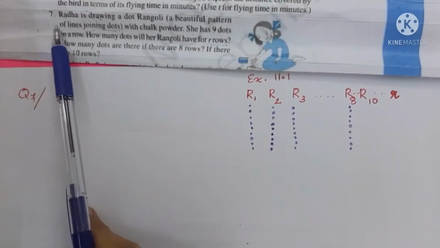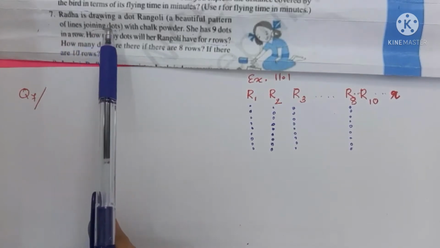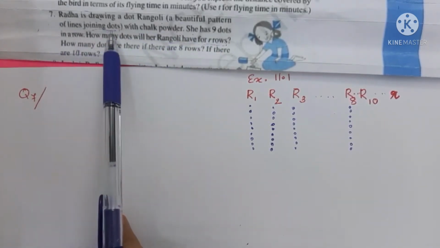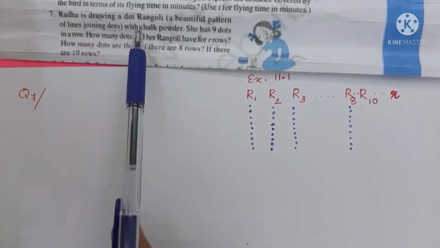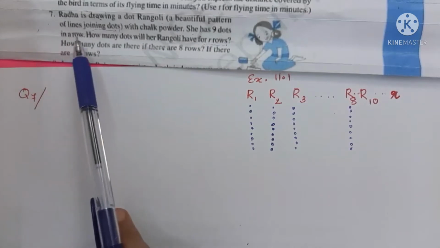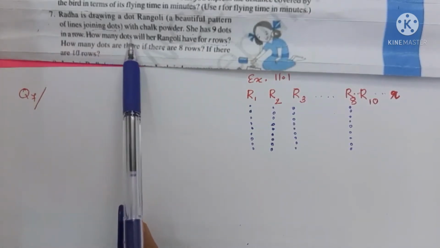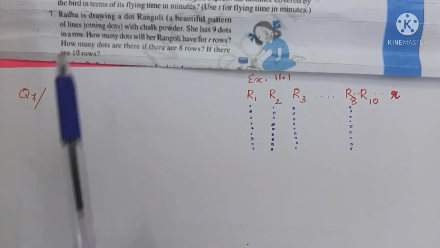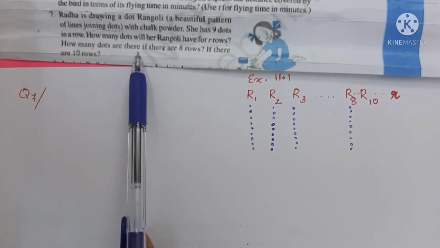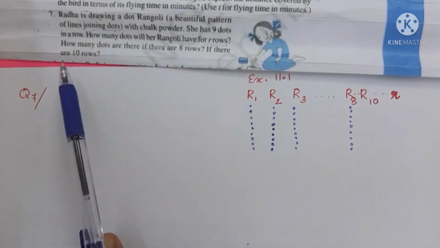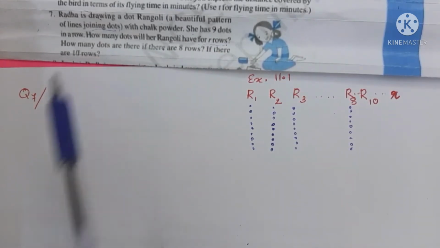Coming to question number 7. Radha is drawing a dot rangoli, a beautiful pattern of lines joining dots with chalk powder. She has 9 dots in a row. How many dots will her rangoli have for R rows? How many dots are there if there are 8 rows? If there are 10 rows?